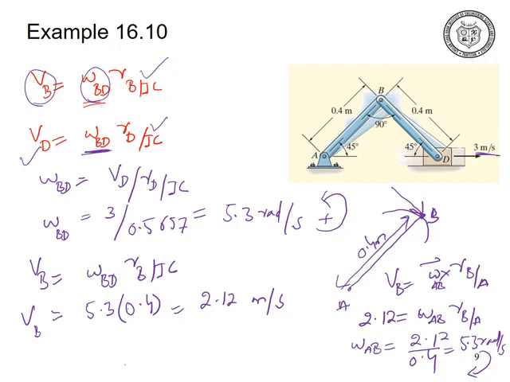So this is the way we can use the instantaneous center of zero velocity for finding out velocities and angular velocity. You can also use this for finding out velocities and acceleration. So in the previous lecture we found the velocities and accelerations or angular velocities of the links by using the equations that we derived. So you can use either that way or the instantaneous center of zero velocity.